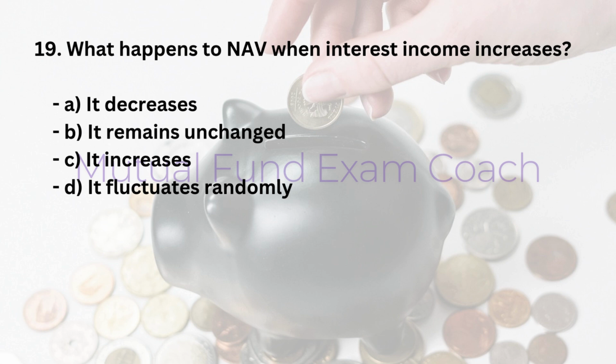19. What happens to NAV when interest income increases? A. It decreases. B. It remains unchanged. C. It increases. D. It fluctuates randomly. Answer, C. It increases.